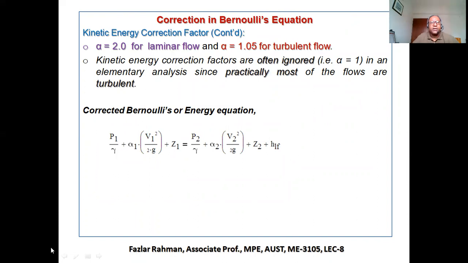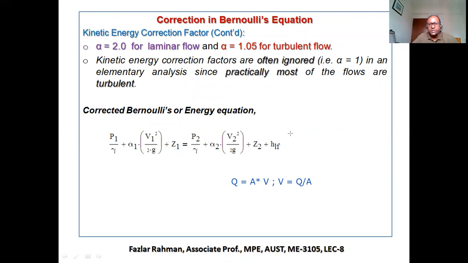That means we think that q equal to a star v. From here, we figure out v equal to q by a. This is our basic equation. But this equation gives you the average velocity of the fluid.